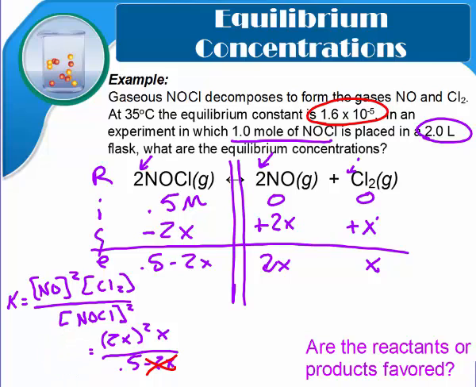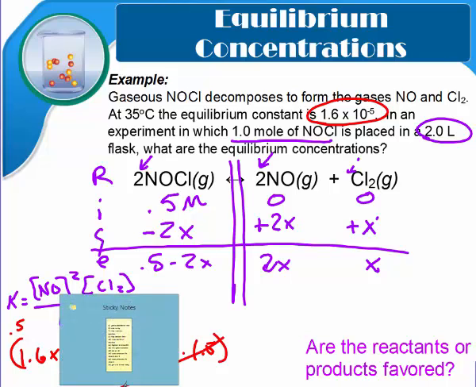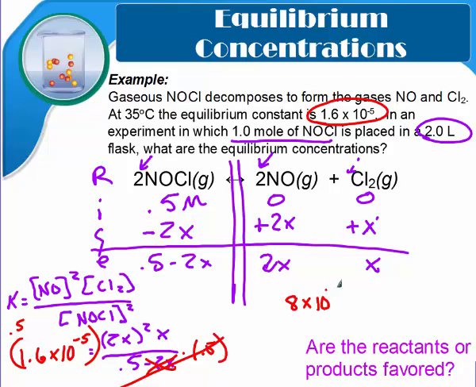and in this problem, we know what K is. We have 1.6 times 10 to the negative 5th times 0.5. Here, since we have a square and a 2, then that's going to be 4 squared times x is 4x cubed. Divide by 4 and take the cube root. On your calculator, that's under the math button. So x is 0.0126.